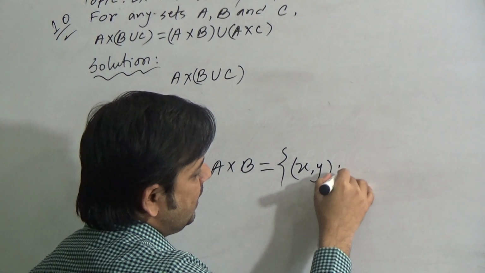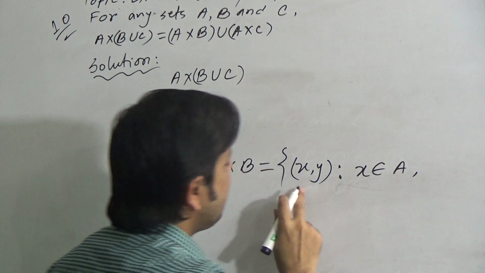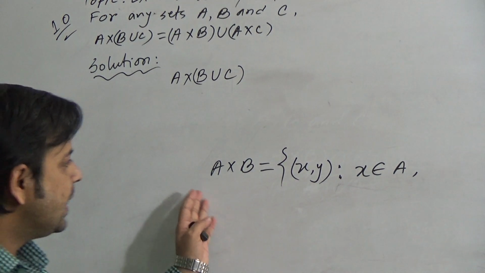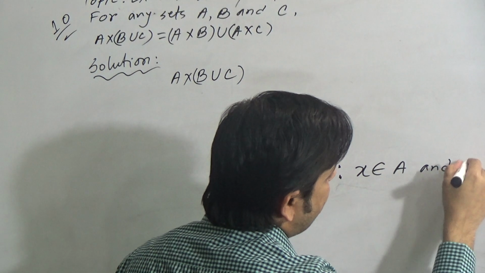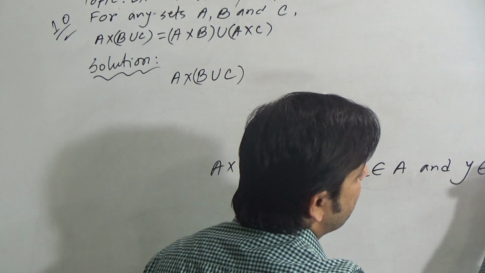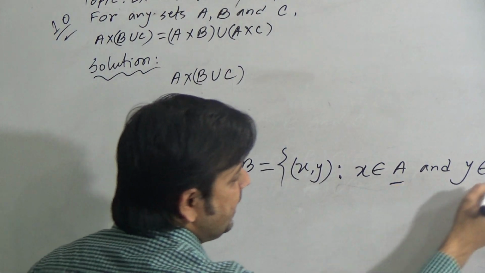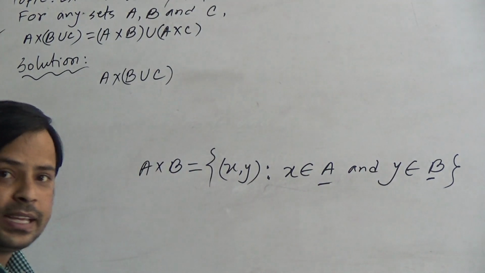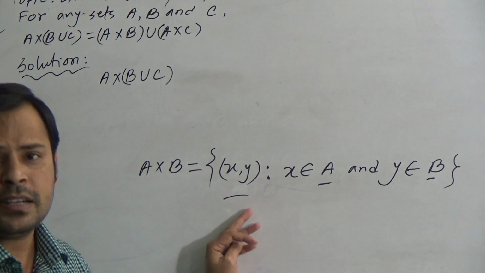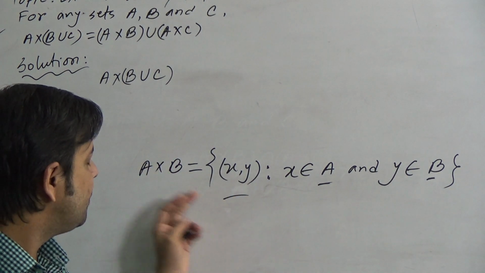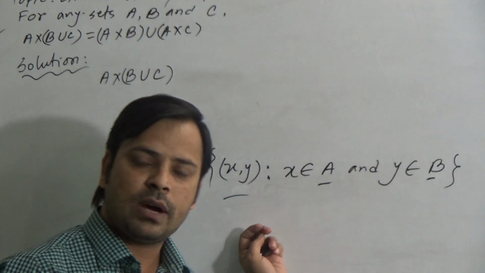such that x belongs to A. We have to take x from the set A and y belongs to B, y belongs to set B. It means that x is contained in A, y is contained in B. In this case, we will get the ordered pair of x and y. All the elements of this Cartesian product will be ordered pairs of x and y.